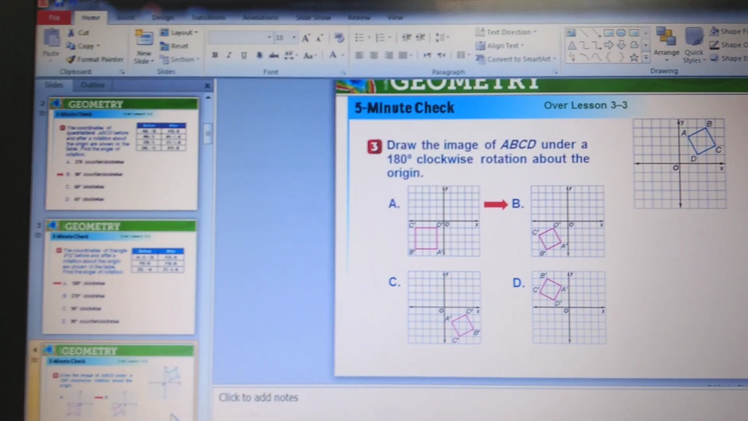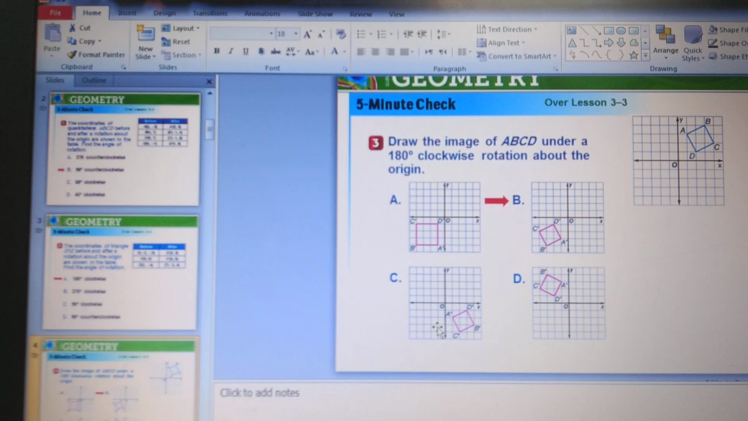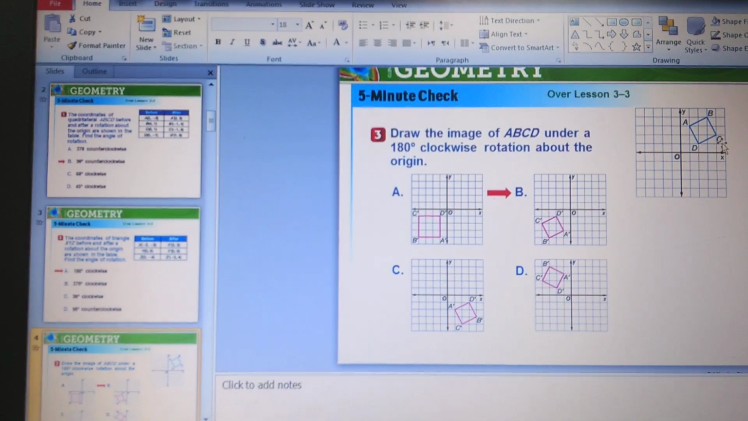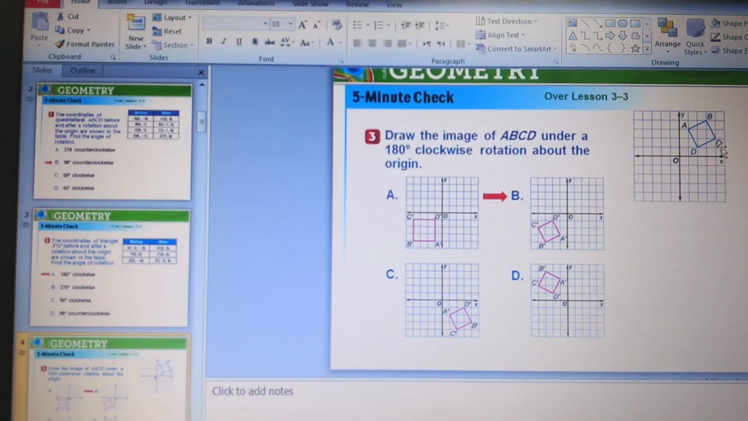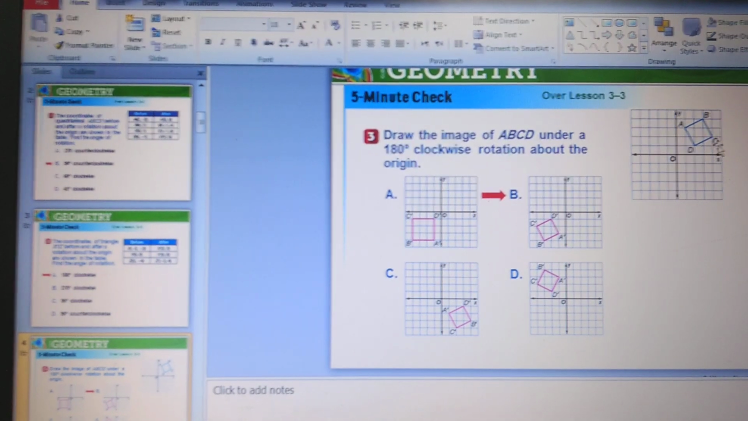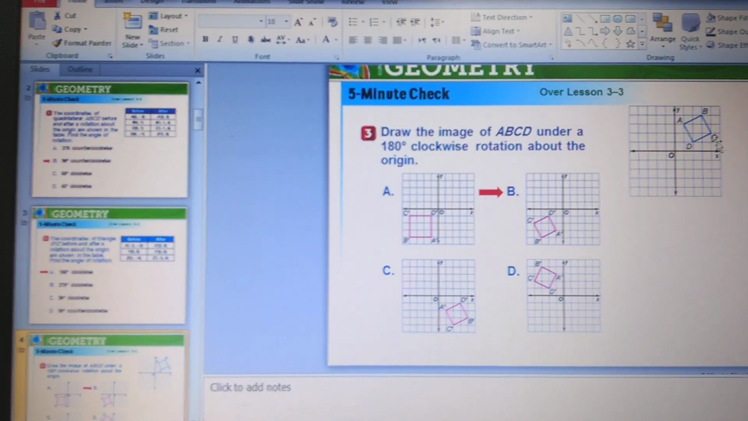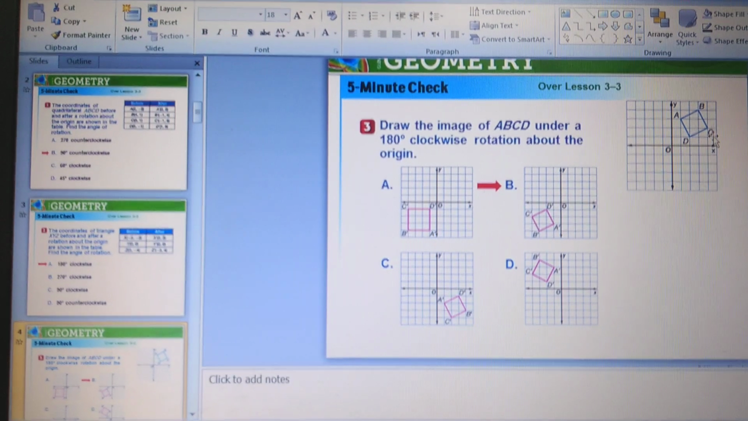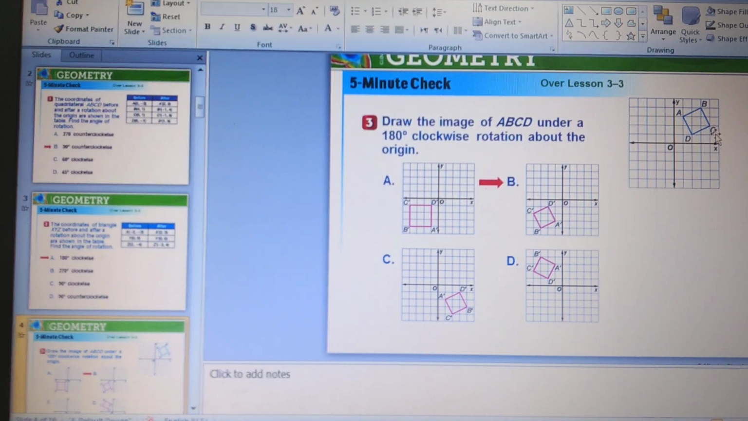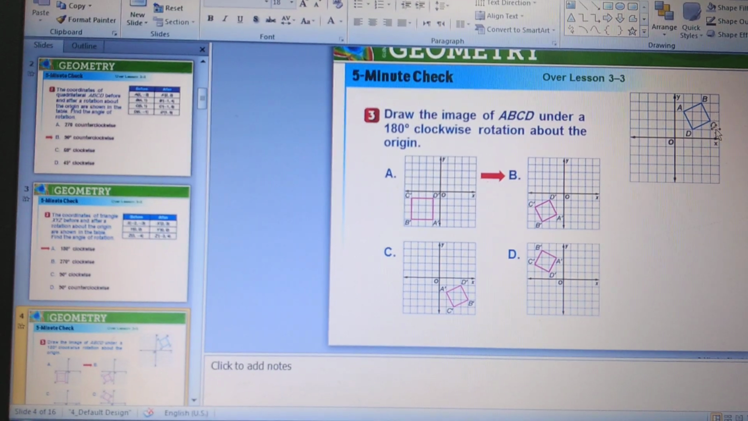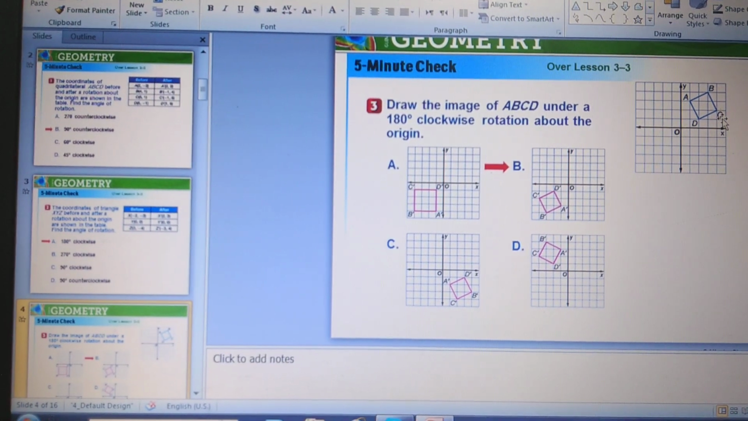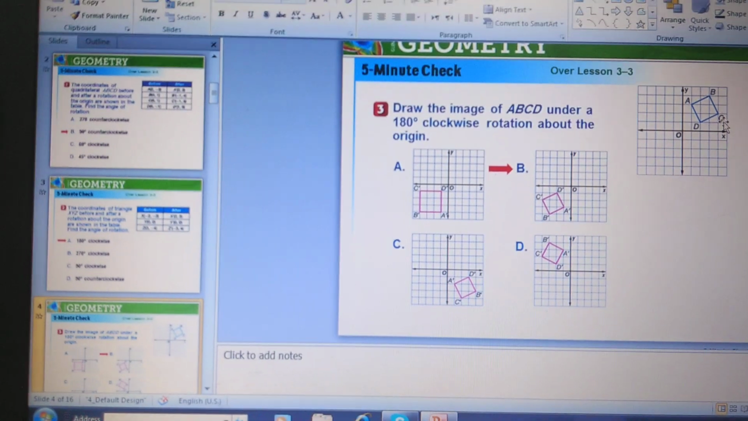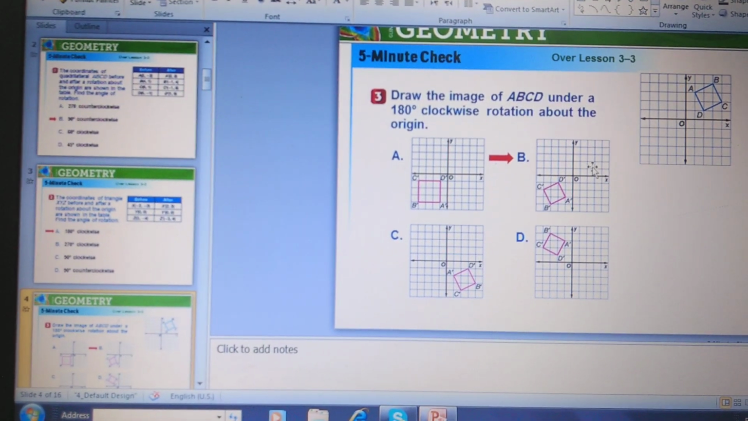Here the same. He gives me this figure. Here I have the pre-image, quadrilateral ABCD, and he says make it 180 degrees. Of course, first step, you must find the coordinates of each letter, A and B and C and D. Then you make rotation 180 degrees by making -x, -y. Then you graph. When you solve it, you will get this answer.